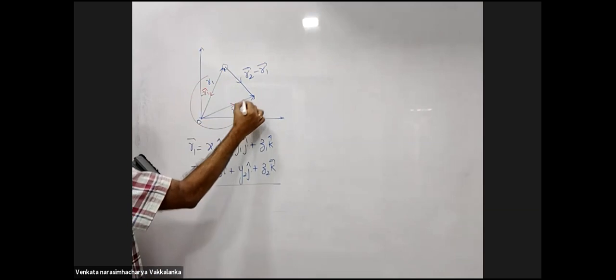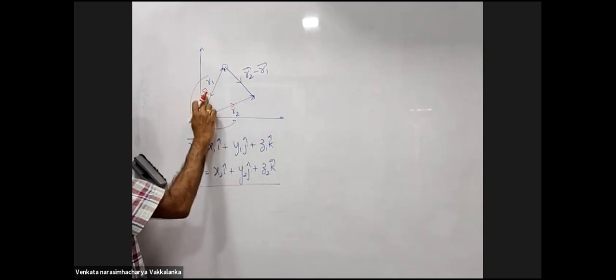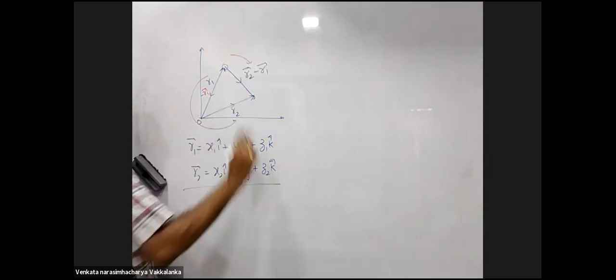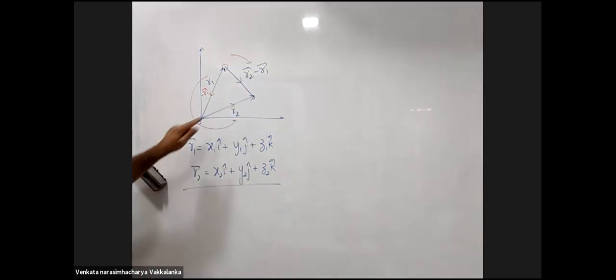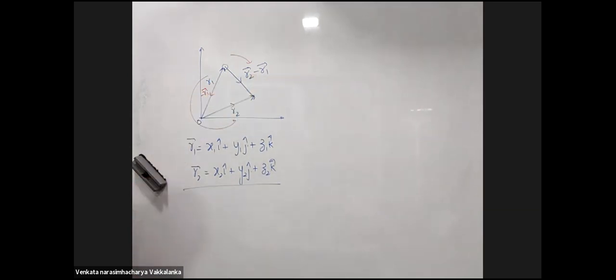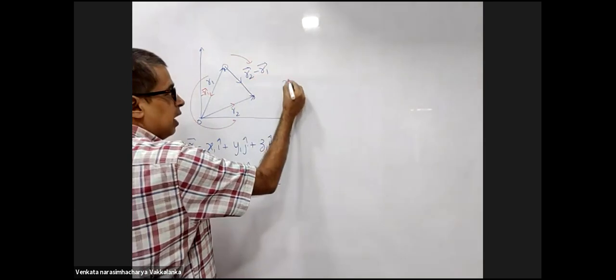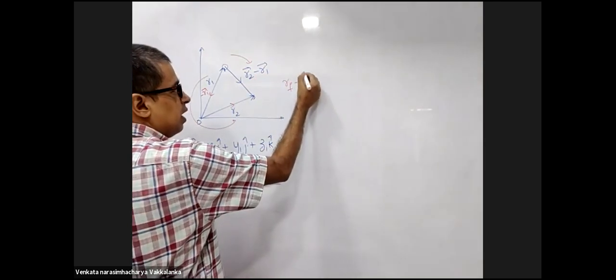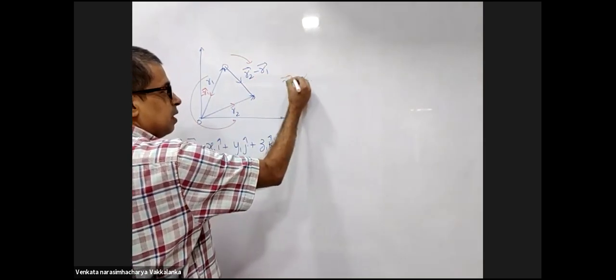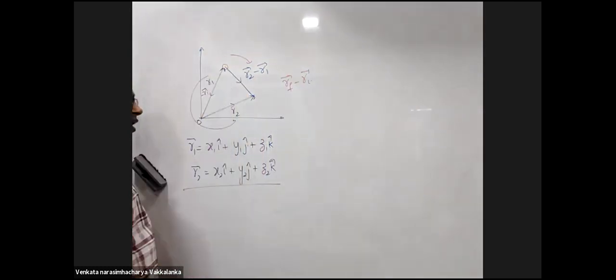R2 and minus R1 are two sides of a triangle taken in one order. The third side of the triangle taken in the reverse order is the resultant. Resultant of what? R2 and minus R1. So suppose I need this vector, it will be R2 minus R1. How do you want me to remember that? R final minus R initial.